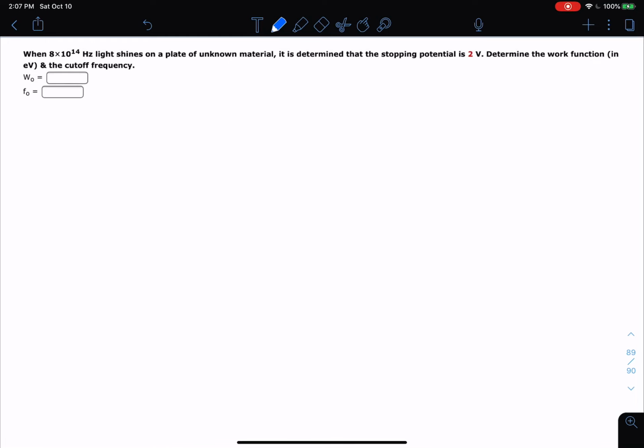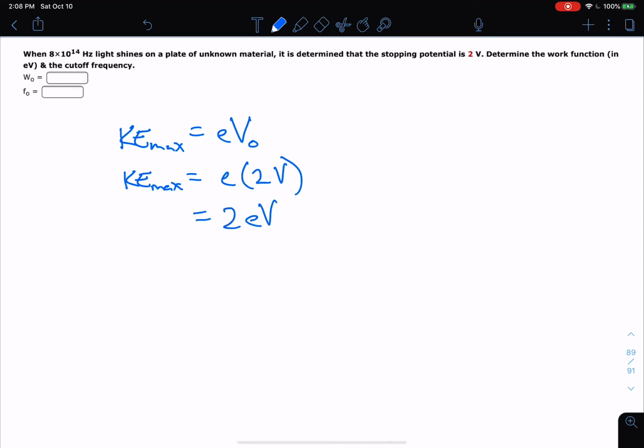Okay, so first here, we need to remember about the stopping potential. So we know that KE max is equal to e times V naught, where V naught is the stopping potential. So if my stopping potential is 2 volts, that's going to be KE max equals e times 2 volts, and that's going to equal 2 electron volts. So my max kinetic energy is 2 electron volts.